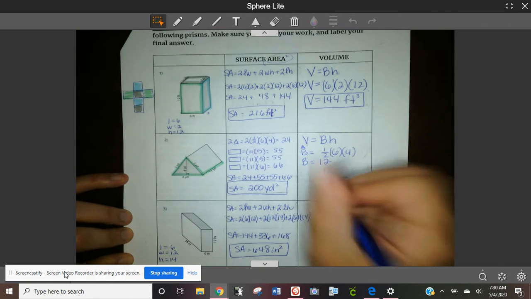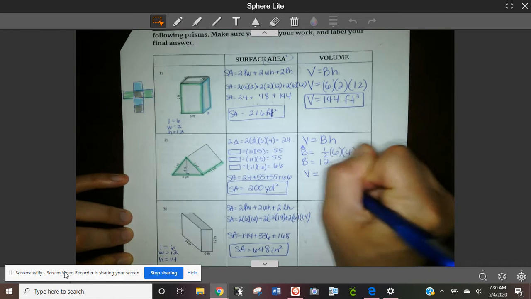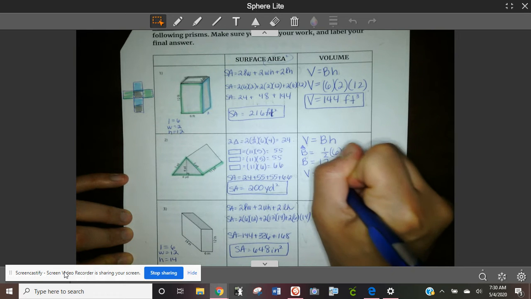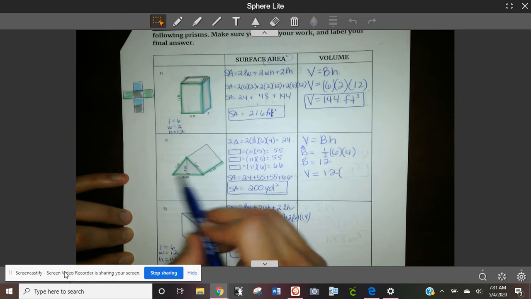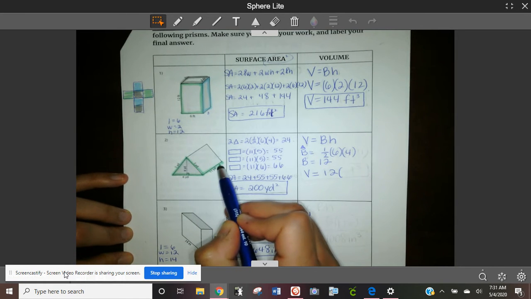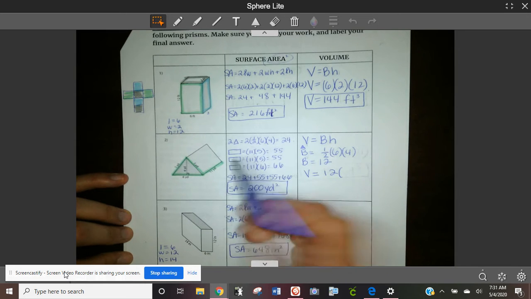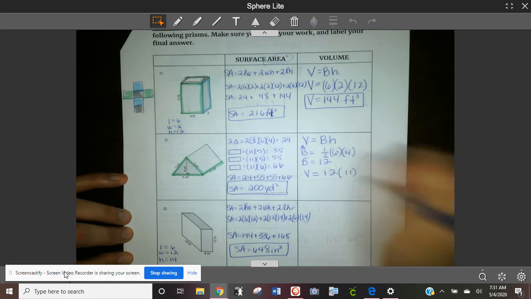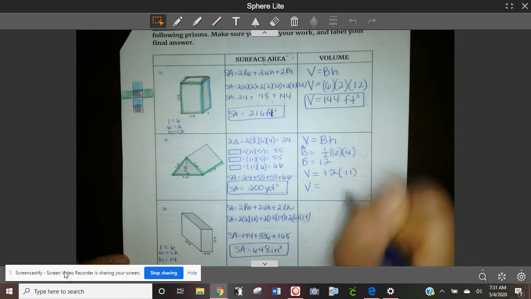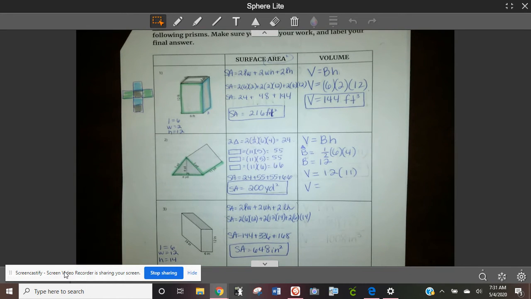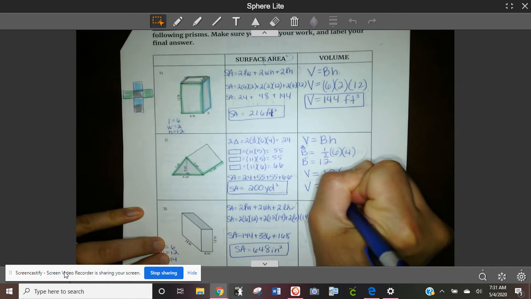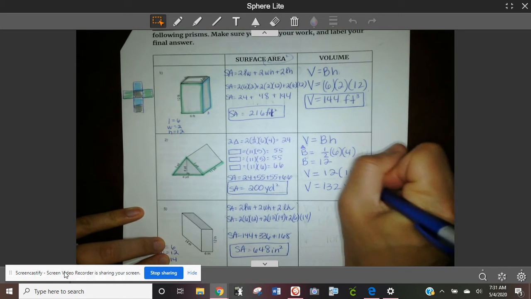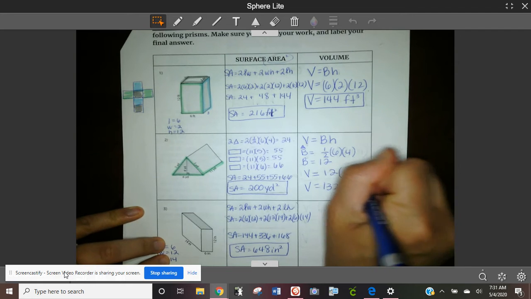Okay, so then we're going to say V equals BH, so 12. And then our height, remember, is this. That makes it three-dimensional. So we use our triangle to find our area, and then the height of the entire prism, 11. Okay. So then our answer, 132 yards cubed.